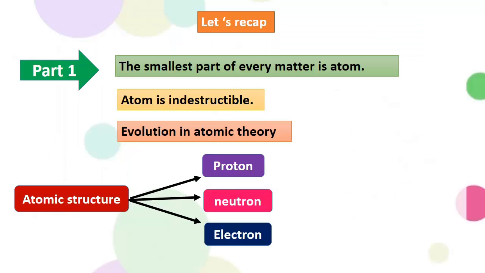In the first video, Part 1, we have studied that the smallest part of every matter is the atom. But this atom is not indestructible, meaning indivisible. We have also seen the evolution in atomic theory from Dalton to J.J. Thomson and Rutherford. And then it was Bohr who gave us an atomic structure.